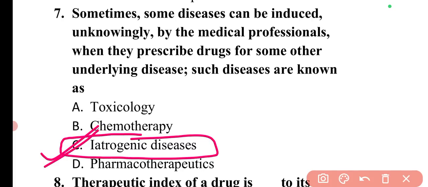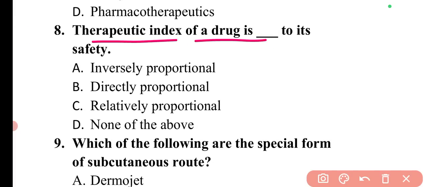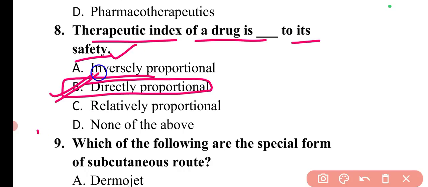Means it is not basically due to several medical conditions, it is due to the drug which is given to treat some other disease. The next question is, therapeutic index of a drug is dash to its safety. So therapeutic index is simply directly proportional to its safety. Means if therapeutic index increases, then obviously the safety will also be higher. So you need to remember this statement in both ways. Like therapeutic index is directly proportional to what? This can also be asked. So this is the safety.